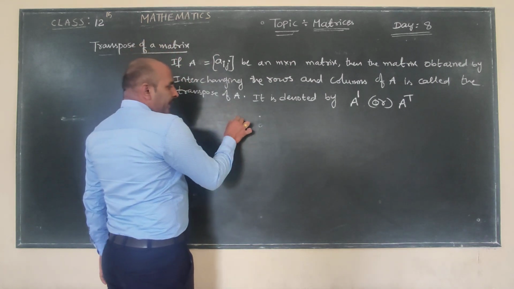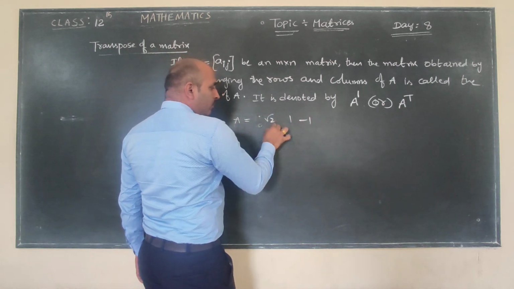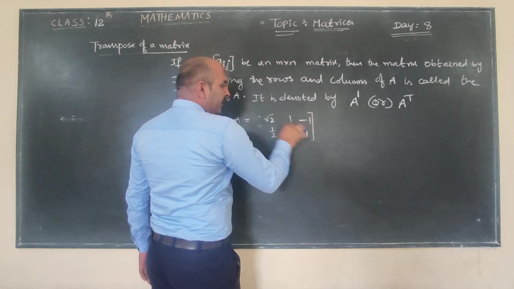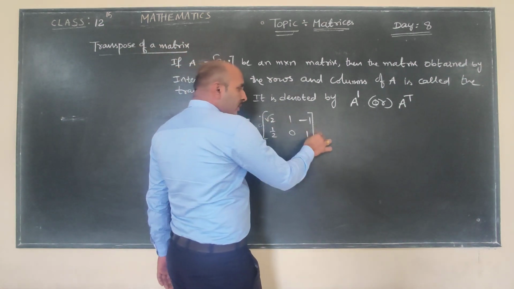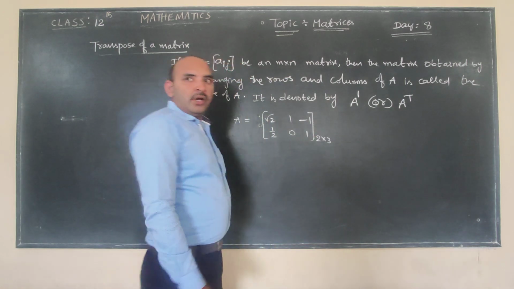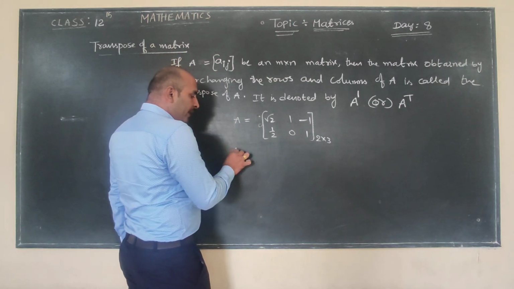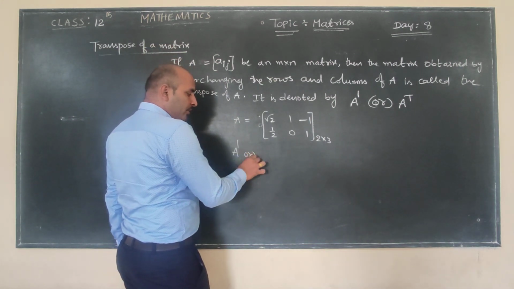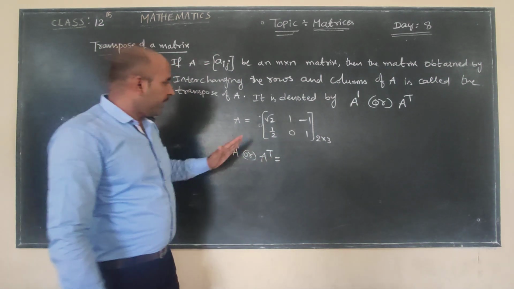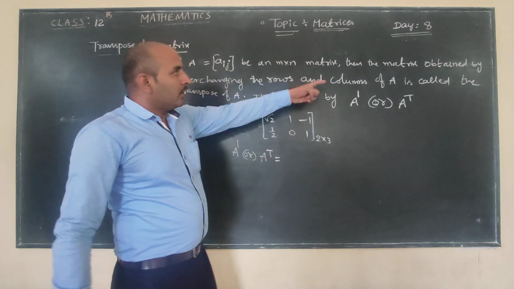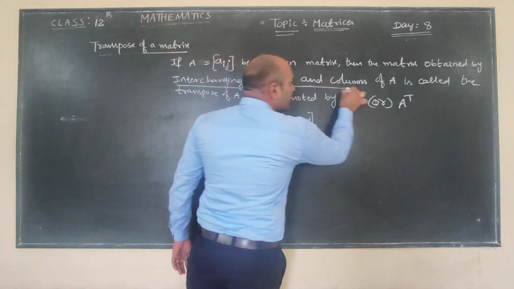For example, capital A is equal to root 2, 1, minus 1, 1 by 2, 0, 1. It is one matrix. How many rows here? 2 rows and 3 columns. Then how to write the transpose of A? The transpose of the A matrix, denoted by A dash or A transpose, is equal to, by definition, the matrix obtained by interchanging the rows and columns of A.